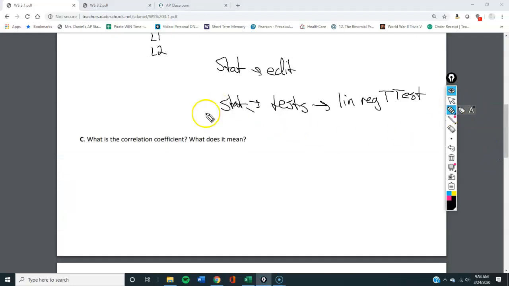So when we did that, I got my R as 0.74705. And remember, the closer you are to 1 or -1, the stronger. I guess this should have been negative, because it's negative. The closer you are to 1 or -1 is strong. The closer you are to 0 is weak.